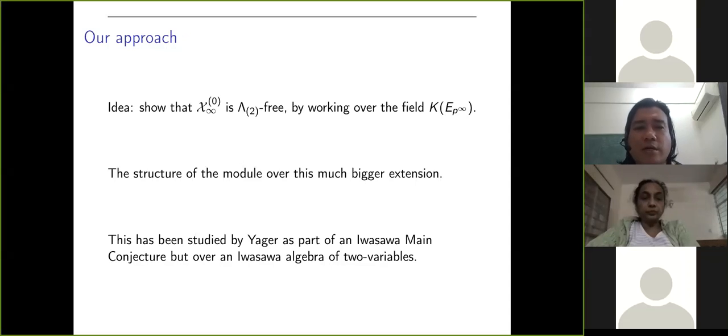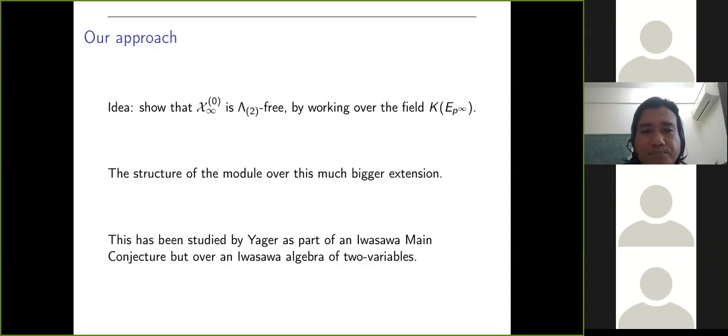So we try to work over the full p torsion points of the elliptic curve, and not just the pi torsion points. The structure of the module over this much bigger extension has been studied by Yager, one of Coates' own students, but over an Iwasawa algebra of dimension 2.